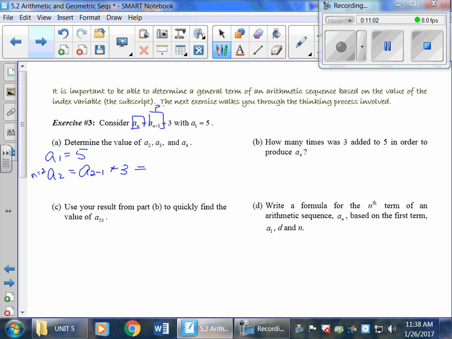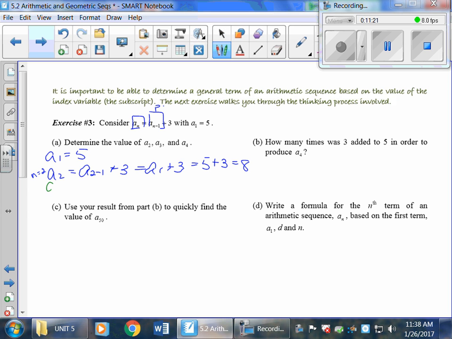Ooh, the board is getting spooky again. So the previous term is a sub 1 plus 3, and a sub 1 is 5 plus 3, which is 8. Okay, so if it makes more sense to you to do that, then feel free to.